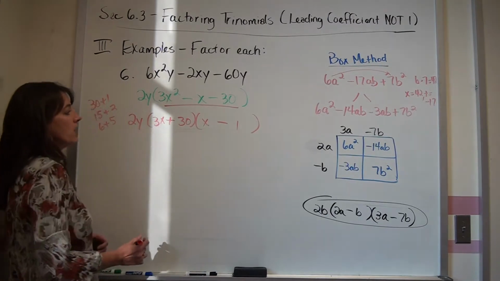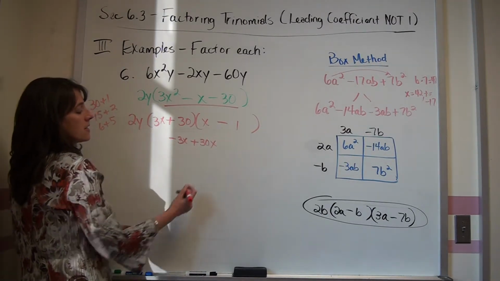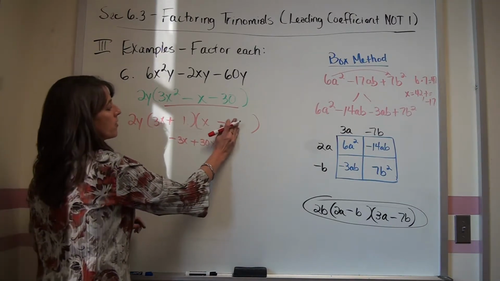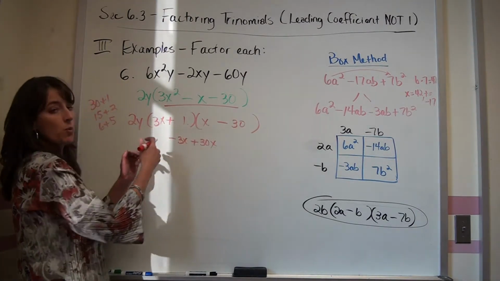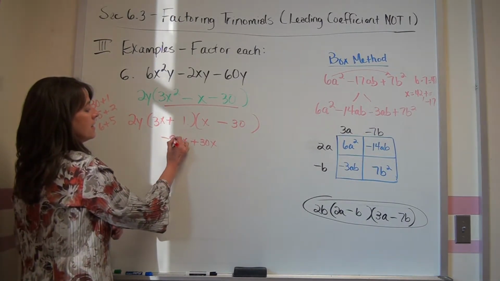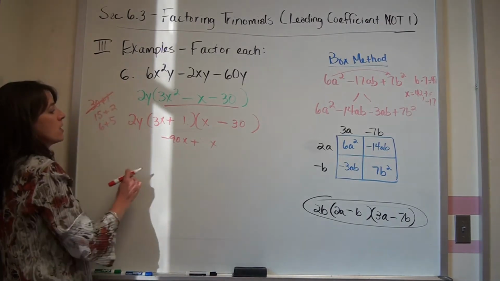Try the 30 and the 1. Outside I get a negative 3x, inside a 30x. That's not working. Switch them up. Call this the 1, call this the 30. Again, just switch one set of slots, not both. Outside I get a negative 90, inside I get a positive 1. That's certainly not going to work, so toss the 30 and the 1.